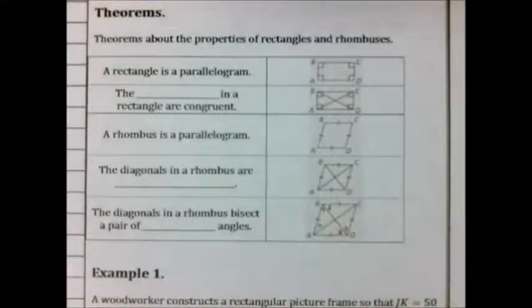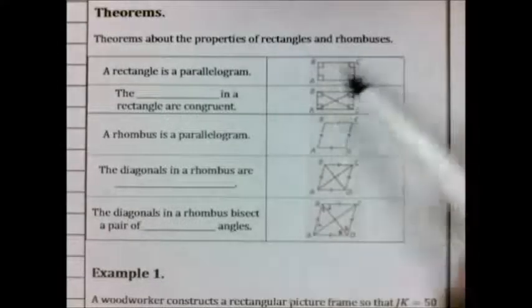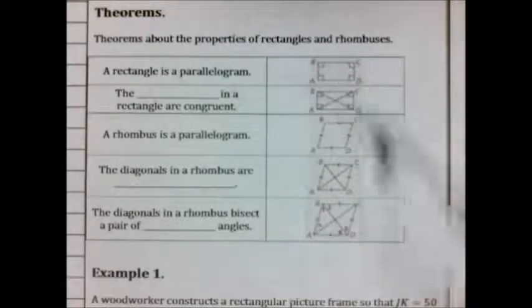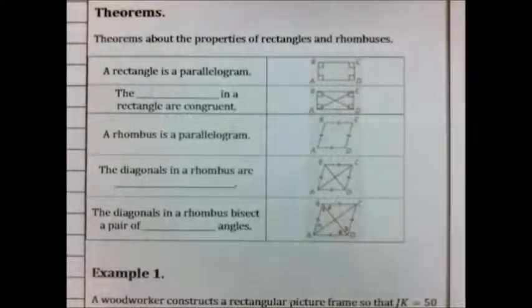So let's go through some of those theorems about the properties of rectangles and rhombuses. And the first theorem is that a rectangle is a parallelogram. Okay, and so because we can say that a rectangle is a parallelogram, that means all of the other theorems that went along with parallelograms are true about a rectangle. Like opposite sides are going to be congruent, opposite angles are going to be congruent. The diagonals bisect each other, right? All of those different theorems that we talked about with parallelograms are true about a rectangle.